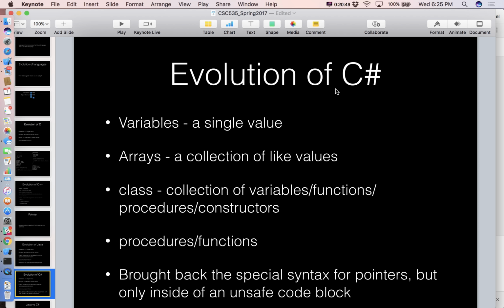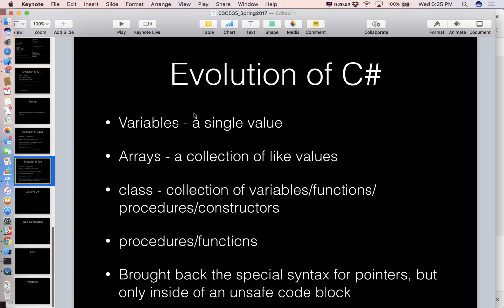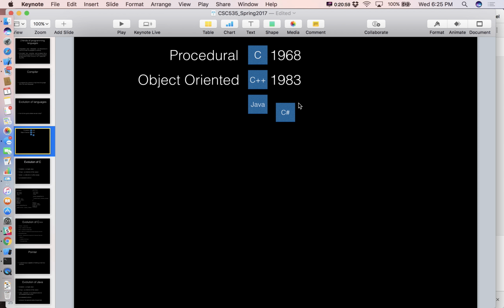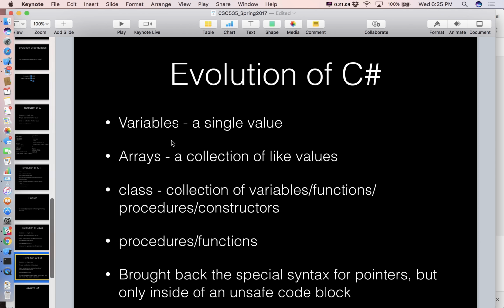Okay, so near the end of class last time, we started talking about the evolution of C#. If we look at it in our chart here, we see it came out kind of midway through, it's almost equivalent to Java, but it did come out after Java. So C# kept the variables, it kept the arrays, it kept the classes, it kept the procedures and functions, but it brought back a special syntax for dealing with memory. But you had to do it inside of this unsafe code block.